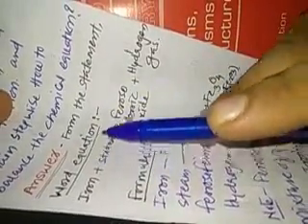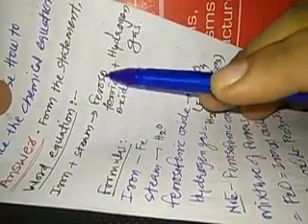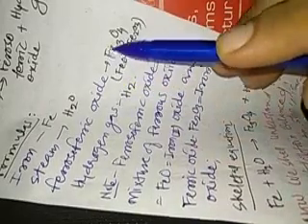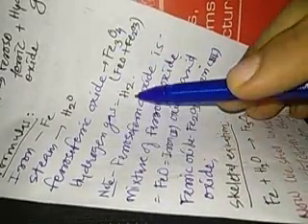From the statement, we can write the word equation as iron reacts with steam to give ferrous oxide plus hydrogen gas. We write the formulas: for iron we write Fe, for steam we write H2O, for ferrous oxide we write Fe3O4, and for hydrogen gas we write H2.